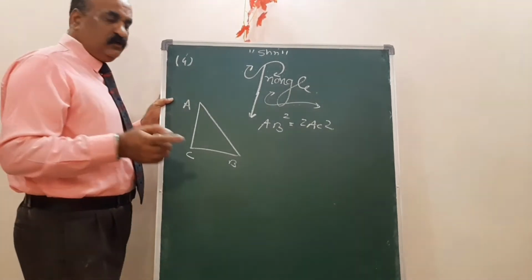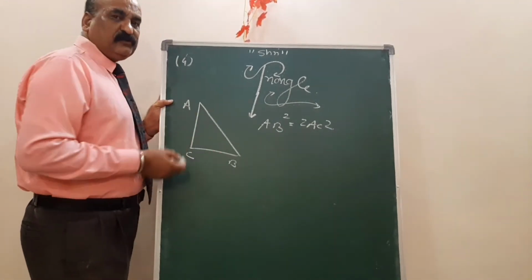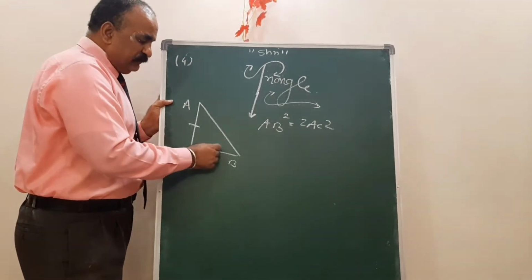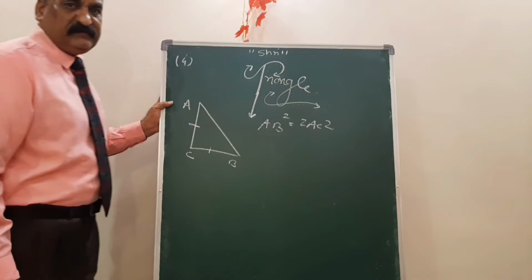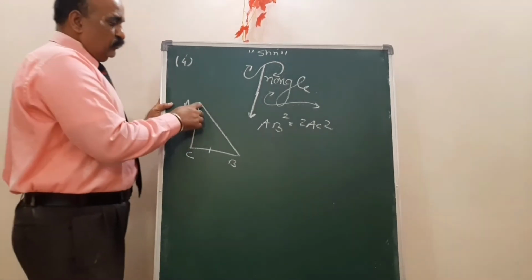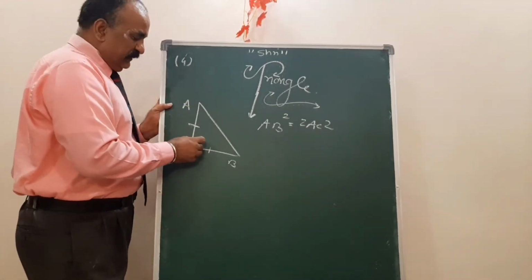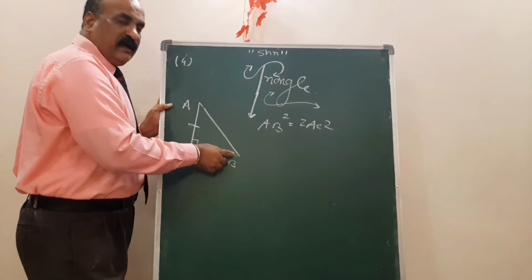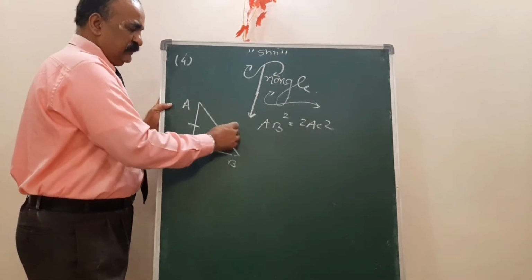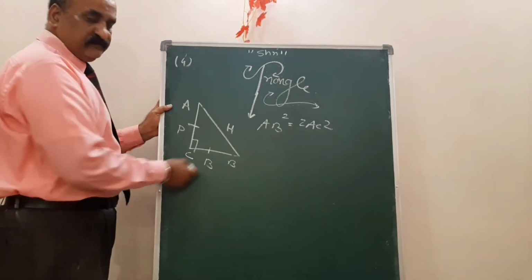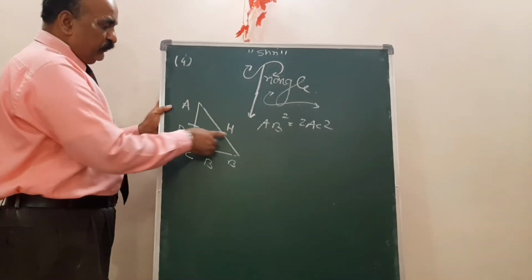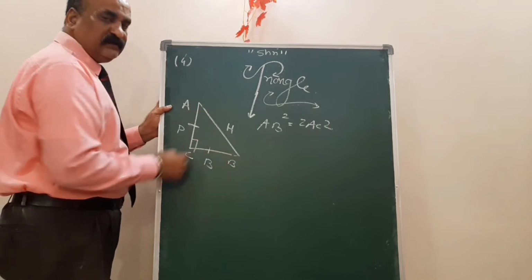So what is given to you? ACB is an isosceles triangle in which AC and BC are equal, given to you, and you have to prove that AB square equal to 2AC square. You know the Pythagoras theorem. In a right angle triangle, this is hypotenuse, this is perpendicular, this is base. The square of the hypotenuse is equal to the sum of the square of the other two sides.